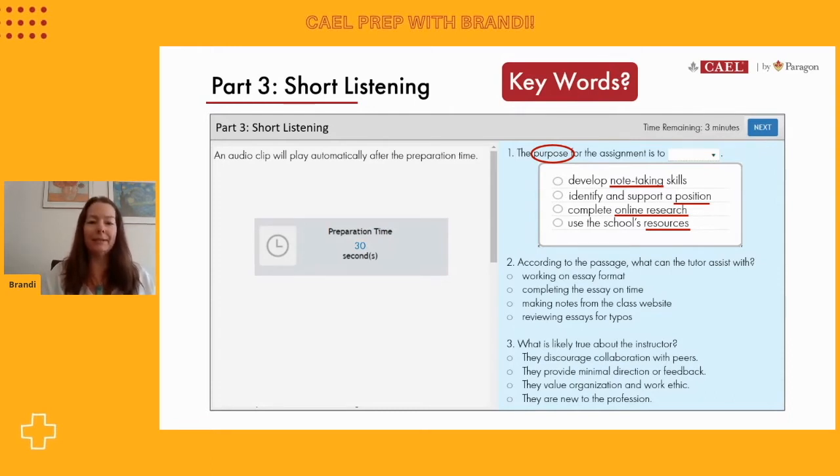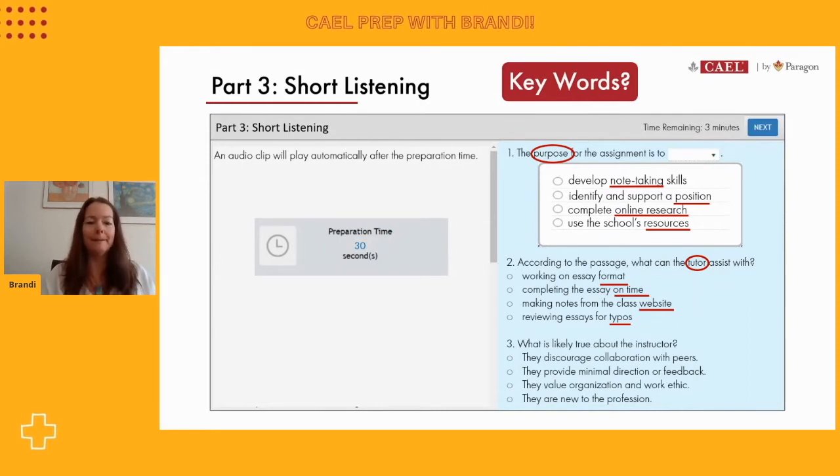So question 2 is all about a tutor by the looks of things. I guess we'll hear the speaker tell us about a tutor and what the tutor can assist with. So our choices deal with essay format, completing the essay on time, again, taking notes from a website, or looks like proofreading the essay for typos. So again, we'll listen intently for the speaker to mention something about a tutor, and then we'll know where our answer lies.